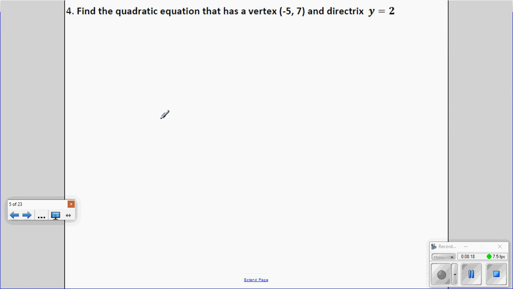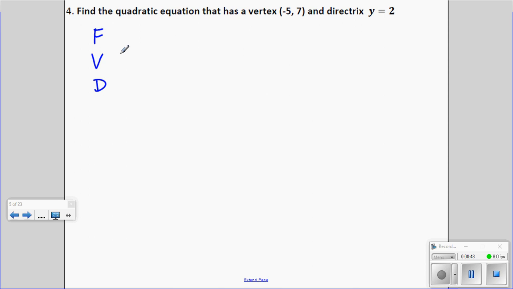Number 4, find the quadratic equation that has a vertex of (-5, 7), a directrix of y equals 2. Pay attention to the y values because that's all that is really necessary to focus on. So my vertex has a y value of 7. My directrix has a y value of 2. Clearly the vertex is higher up on a graph than the directrix. So this would be a case of FVD.